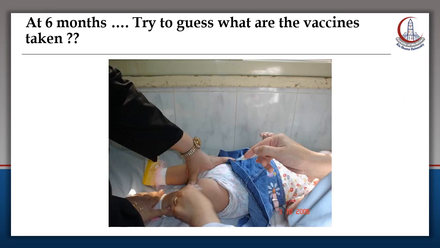Try to think and answer. This is a 6-month baby. Try to guess what vaccines are taken and where. Yes, a 6-month baby should take the oral polio vaccine and the pentavalent vaccine. But here in this picture, we see that this baby is taking the pentavalent vaccine as an intramuscular injection in the upper part of the thigh.